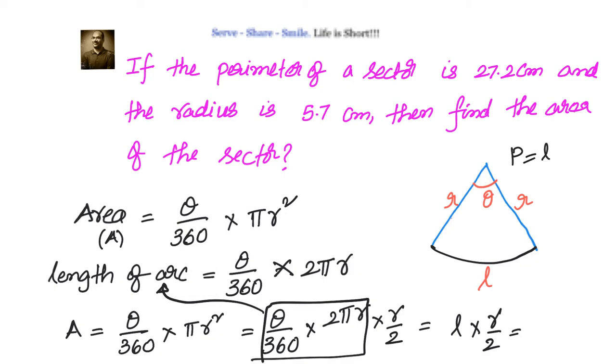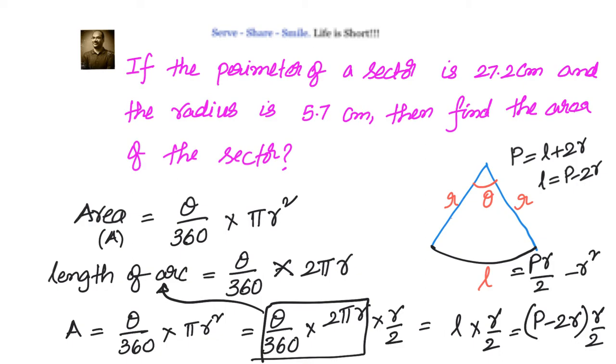But what is L? L is nothing but perimeter minus 2 times of radius. Perimeter of a sector is length of arc plus 2 times of radius. So length equals P minus 2R. Now we can come back and write down P minus 2R into R by 2. Simplify that, we get area of sector equals P into R by 2 minus R square. Now that is how the formula can be derived.